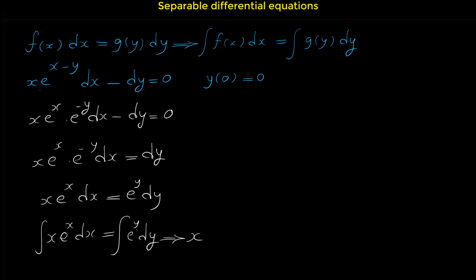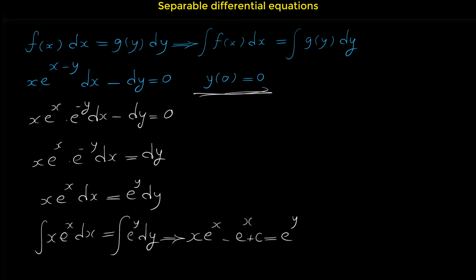So the integral of the left side is x times e to the x minus e to the x. And the integral of e to the y is e to the y. And don't forget to add the constant c to the left side or right side. Because x in this equation is on the left side of the equation, I prefer to add the constant c to the left side of our solution.